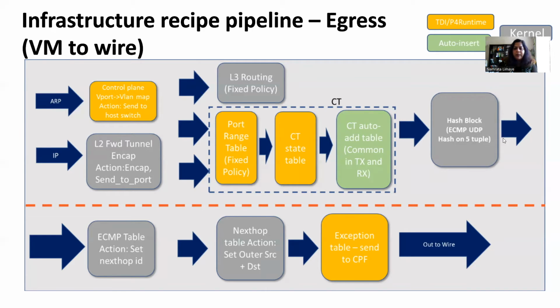So from here, the packet goes into the hash block and into the ECMP, where the next hop is determined. Your next hop table, these tables, as I said, are driven from kernel programming. So this next hop table basically determines the outer source MAC. And in between, we have an exception table. So if there is a miss, the packets can be sent up to the host using this exception table and into the P4 runtime controller. Or if it's successful, then the packet will go out to the wire. So this is the infrastructure recipe pipeline for the TX direction.